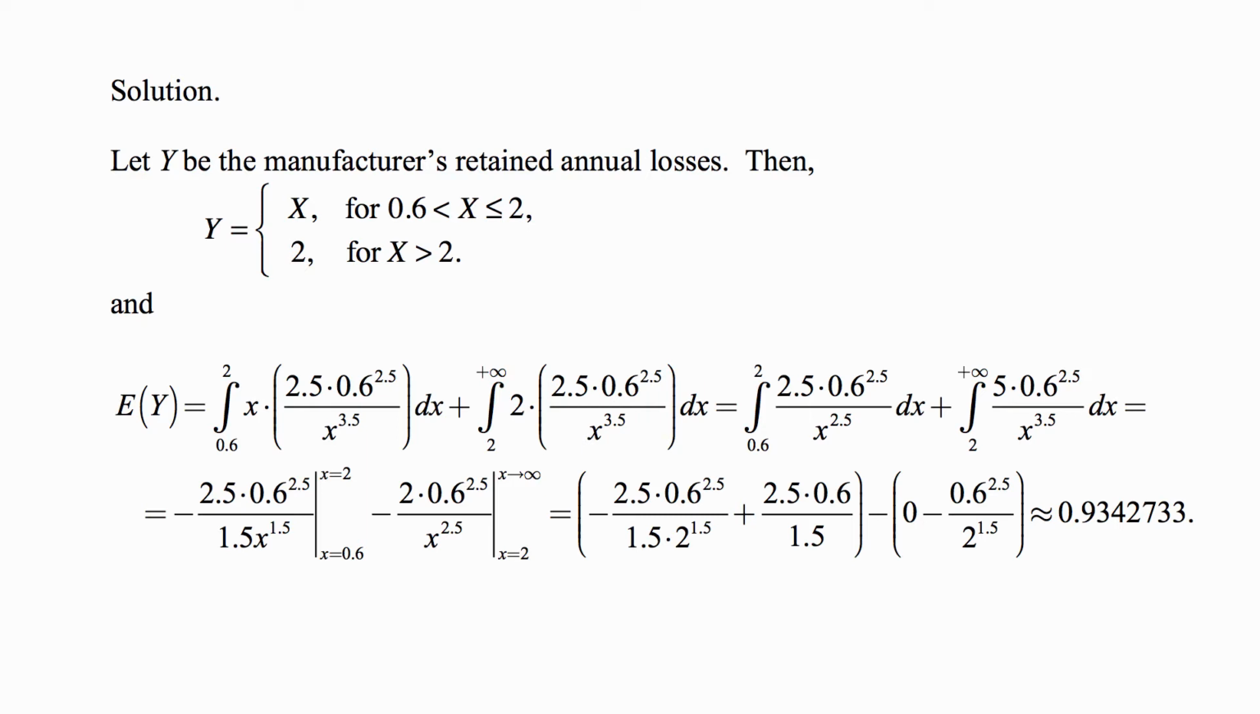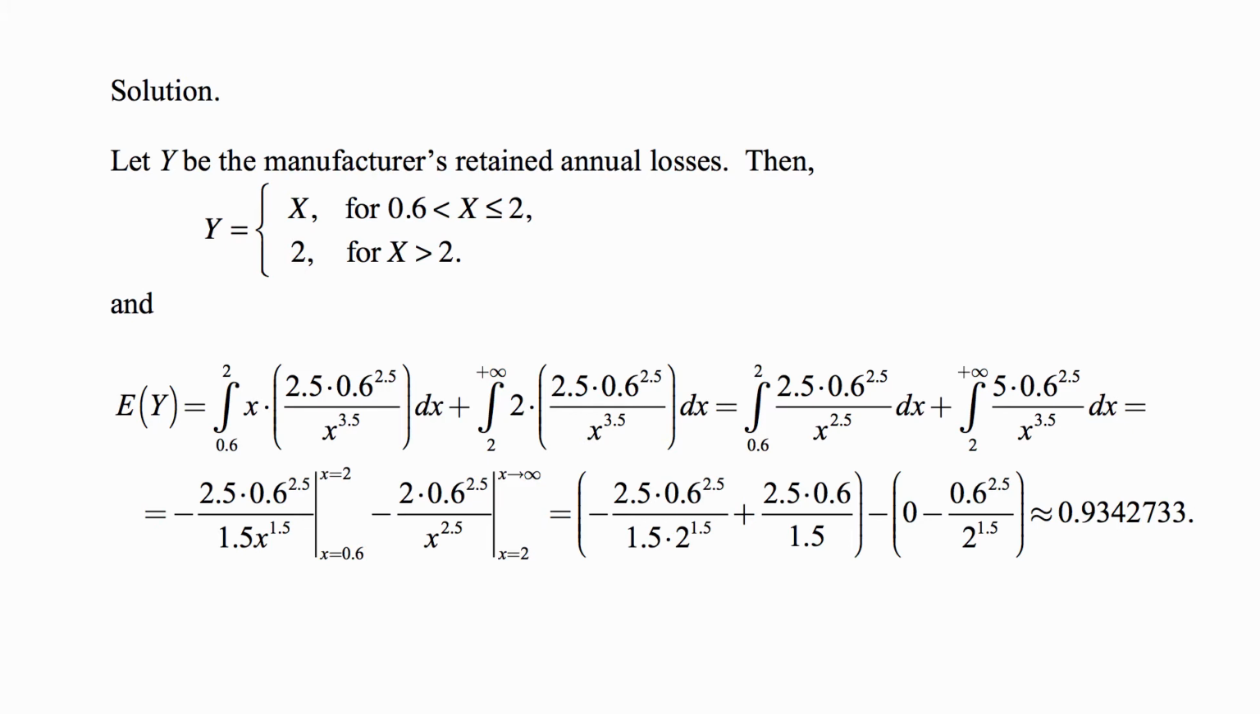So the first integral is the integral from 0.6 to 2 of 2.5 times 0.6 to the power 2.5 divided by x to the power 2.5, because it's x to the first divided by x to the 3.5, so it becomes 1 over x to the 2.5. And the second is the integral from 2 to plus infinity of 2 times 2.5, which is 5, times 0.6 to the 2.5, the whole thing divided by x to the 3.5, dx.